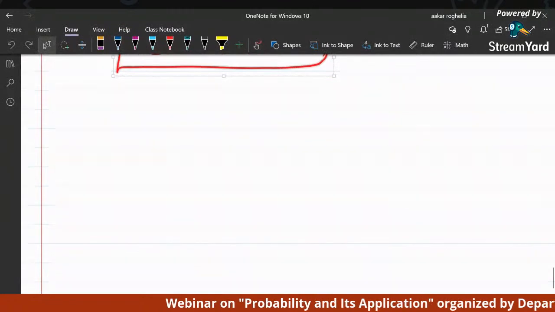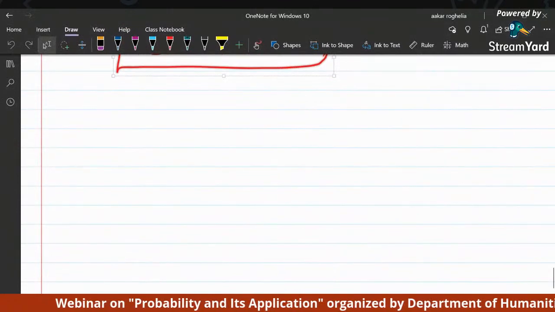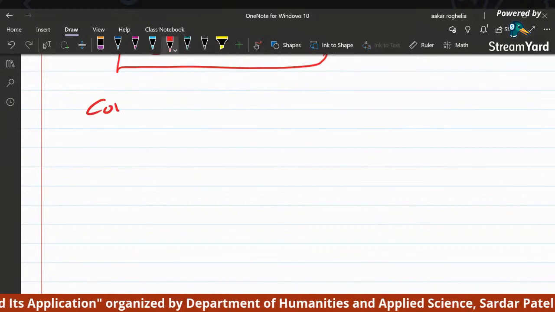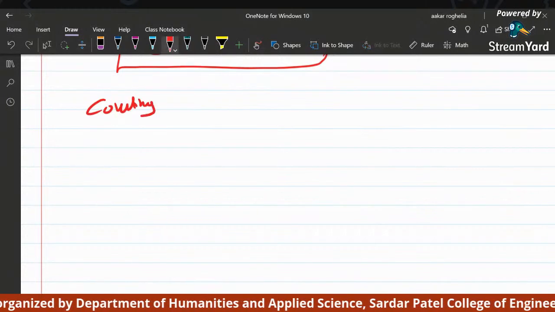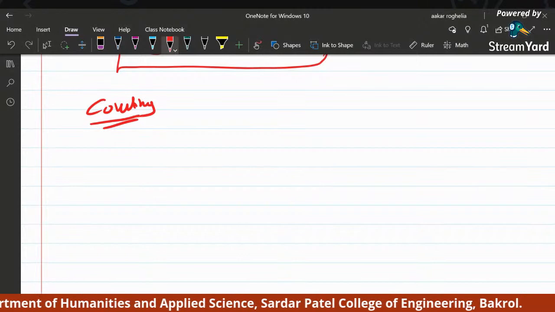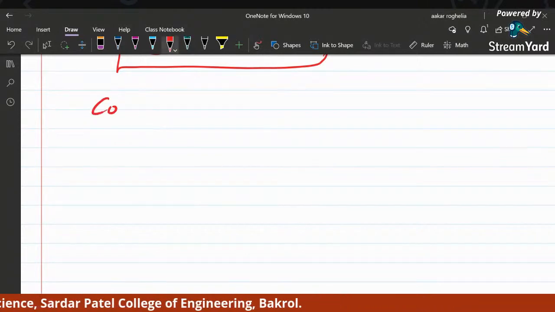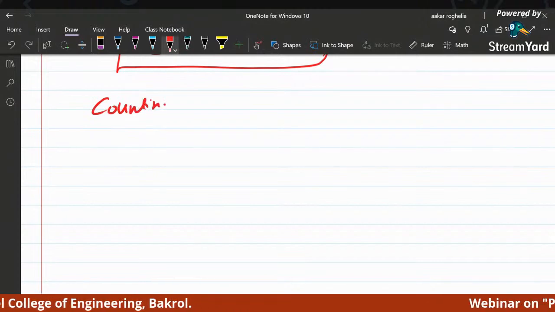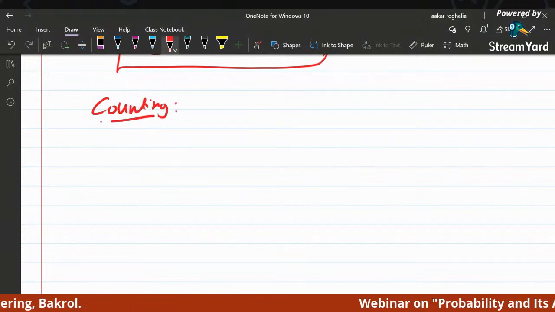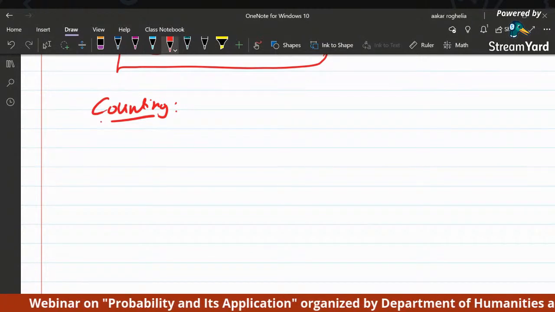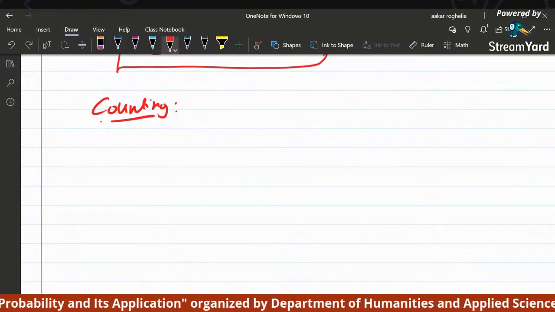So let us now see some theoretical part. The very first thing that comes into probability is generally counting. In counting, more people make mistakes while doing this counting. Like in the previous one, player one or player two, you can think that player two will not have more chances. So how to count?